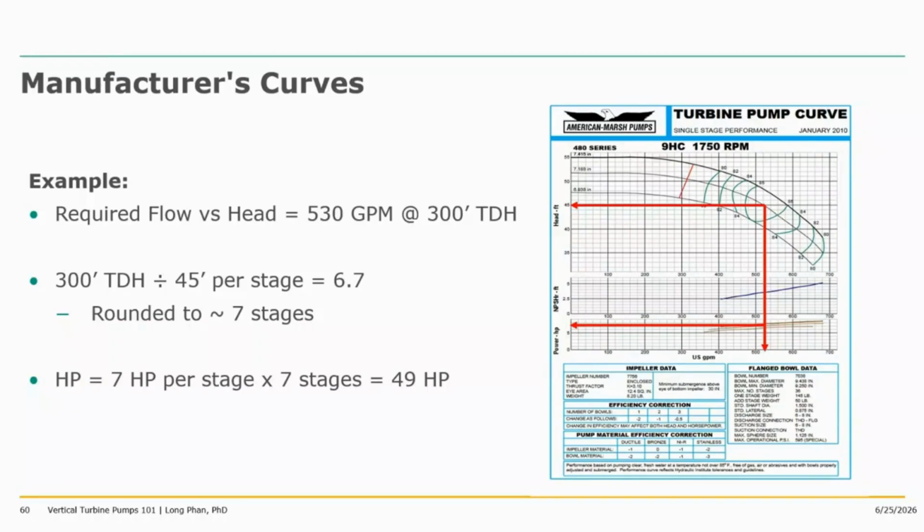And if you go to the y-axis at the head, you see it's 45, and this curve is per stage, so 45 feet per stage. If our example needs 300 feet TDH, then we do the math: 300 divided by 45 feet, and we arrive at 6.7. Well, then we'll have to round it up to 7 stages for safety. So there you have the 9HC with 7 stages. Also, on a manufacturer curve, you can see the horsepower per stage. In this case, it's 7 horsepower per stage. Then you can estimate with 7 stages, you have roughly 49 horsepower required for your condition.